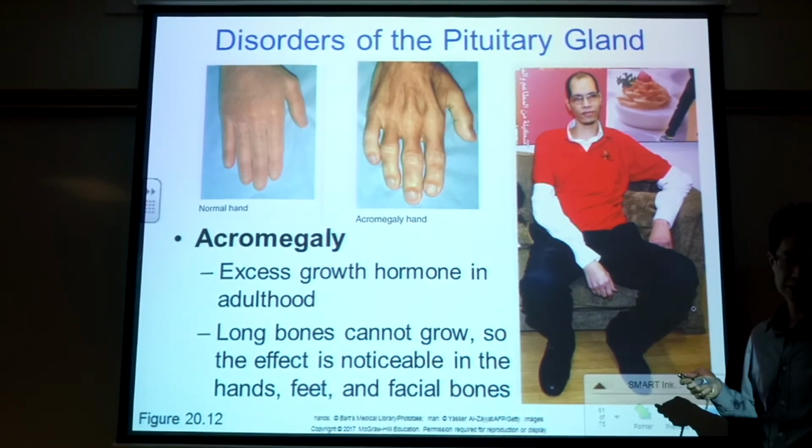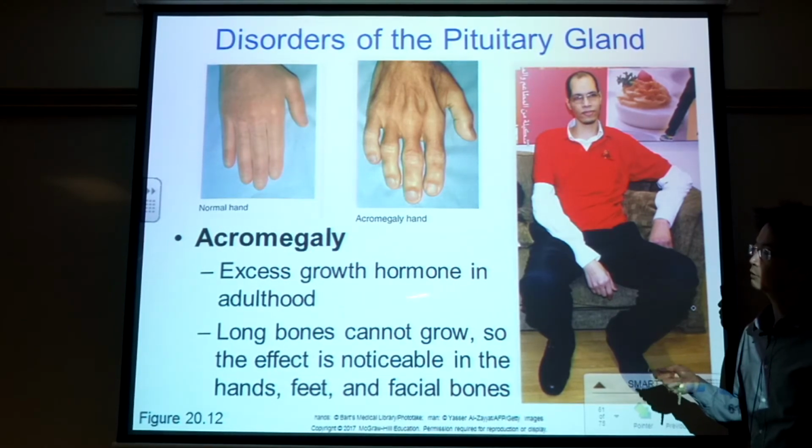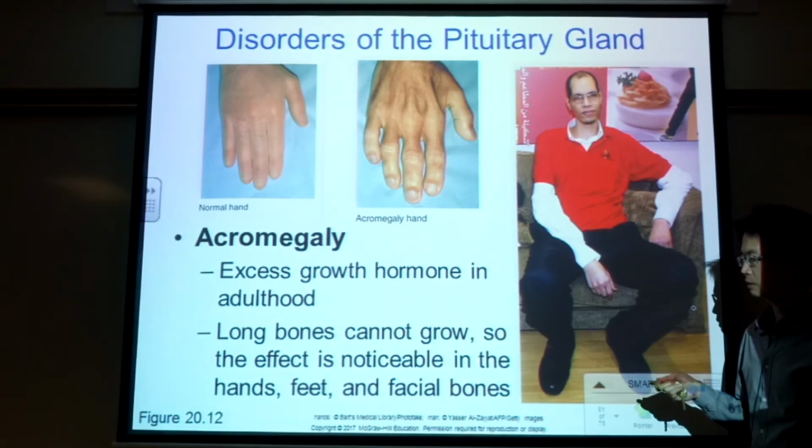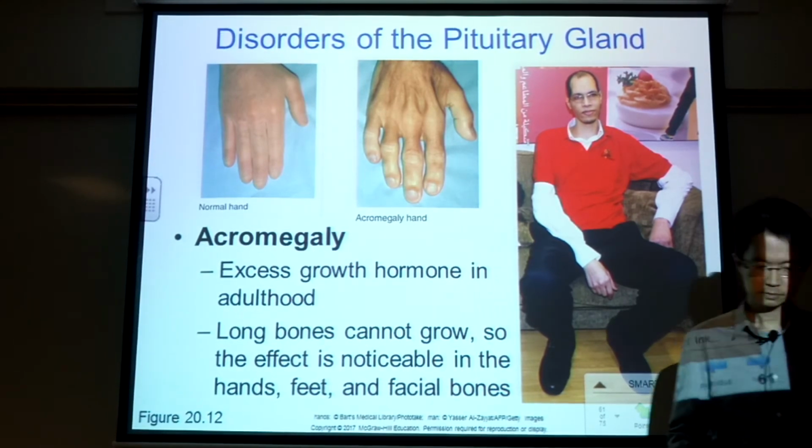Acromegaly. Acromegaly is when you have too much growth hormone. Again, too much growth hormone. The bones cannot grow longer, but you can see that the hands, feet, and facial bones look abnormal.